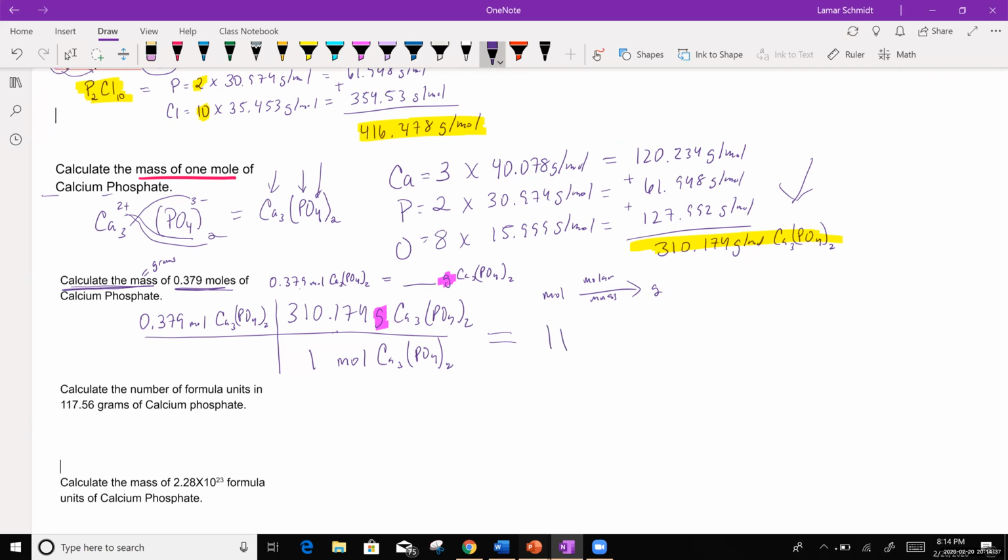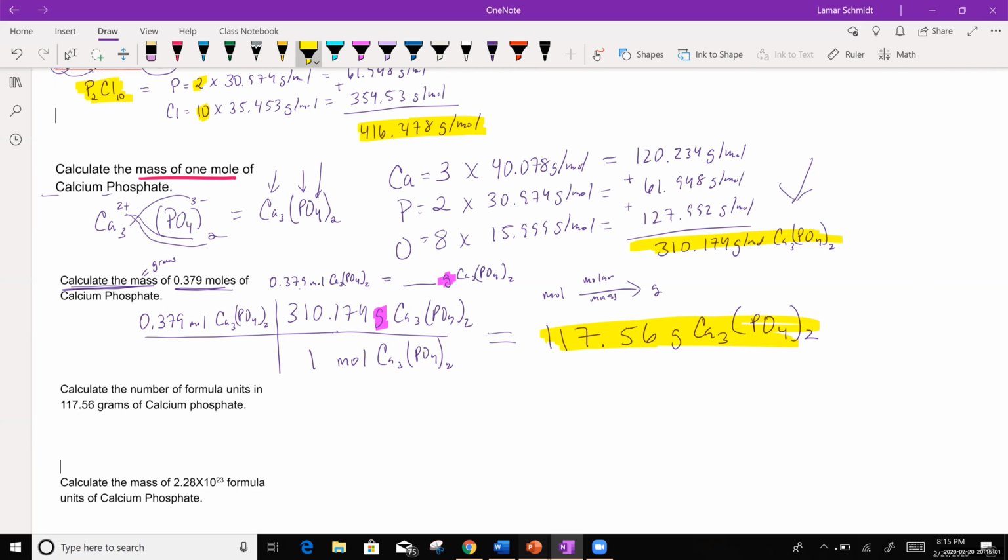You would get 117.56 grams of calcium phosphate. And I'm rounding this. It's actually 0.555946, but I'm just going to round that to 5.6. All right, and so that's our answer there. 117.56 grams of calcium phosphate.